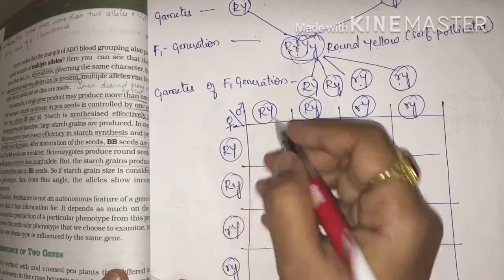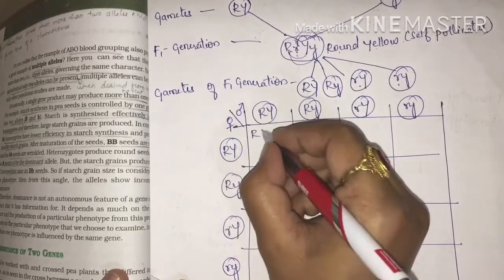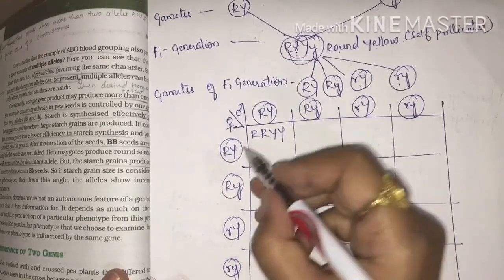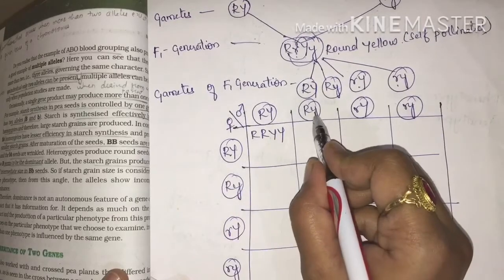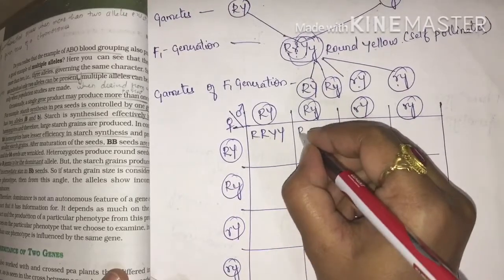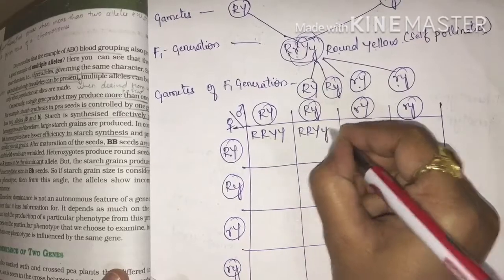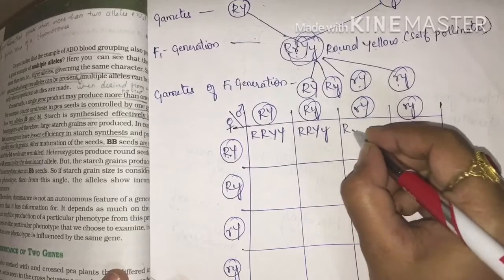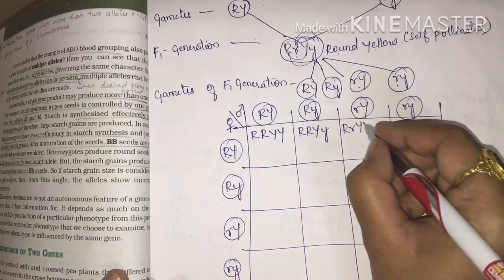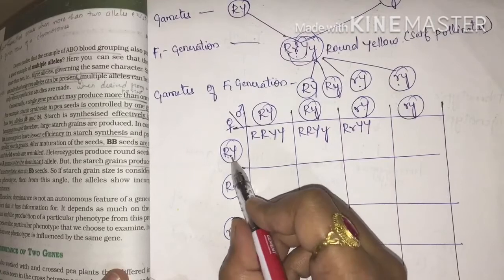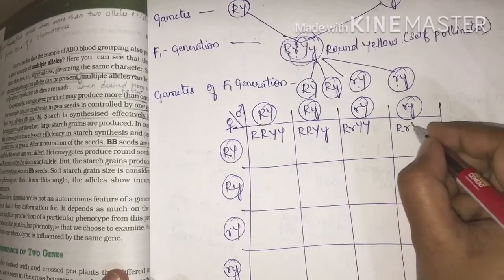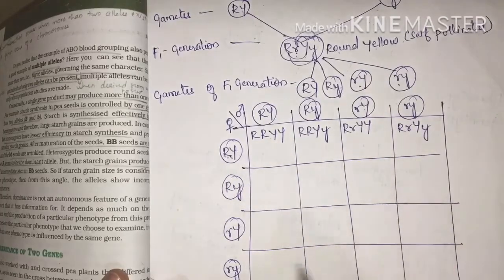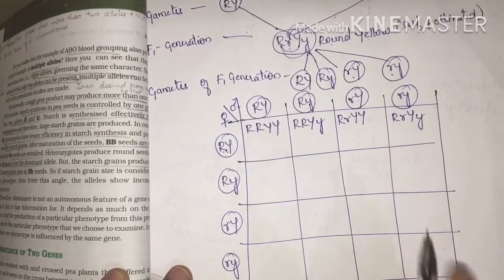How will you do it? Here you take capital R from here and capital R from here, capital Y and capital Y. Then you take this gamete and fuse it with this gamete. Then comes capital R, capital R, capital Y, small y. You take this gamete and fuse it with this: capital R, small r, capital Y, capital Y. Next, capital R, small r, capital Y, small y. Similarly, you fill the other rows and columns.